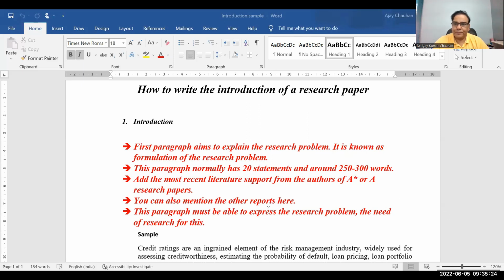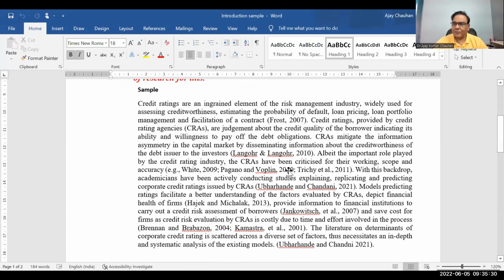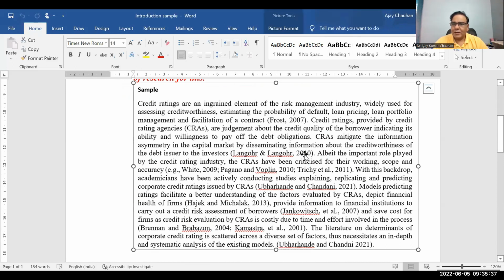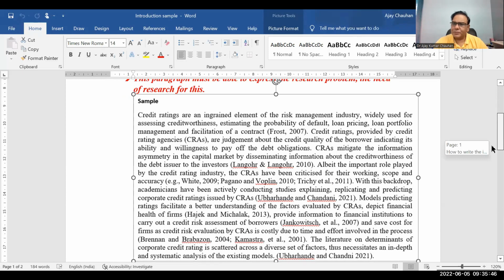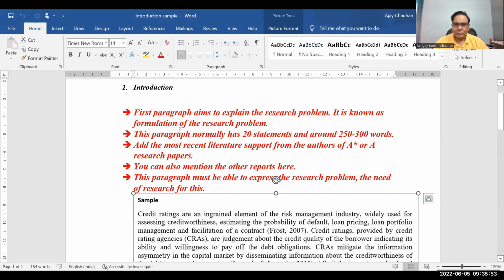So here I'm going to give you a sample also. This is a paper which is in the review process, so I give it to you in picture form. Now, if you see this paragraph, this is the first paragraph of an introduction section. So most of the research papers, you can see, have this kind of format. So what is the format actually? The first paragraph aims to explain the research problem. Basically, you are explaining the problem which you are going to solve. It is known as formulation of the research problem.